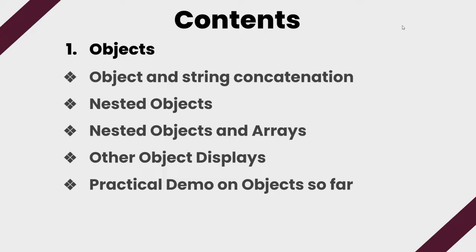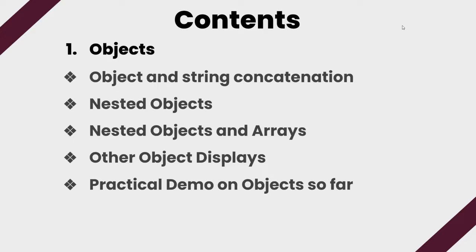First, we have the object section, and the next section we have the array section. So for this object section, we are going to have practical demos on object and string concatenation, which we are already familiar with, but then for the sake of those that might not still grasp the whole thing, we'll still go through that again. Next, we'd look at nested objects. Now, this nested objects actually represents objects within objects. So we'd also see how that plays out on VS Code.